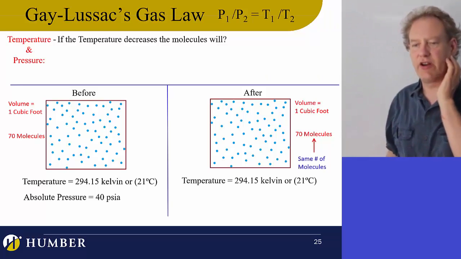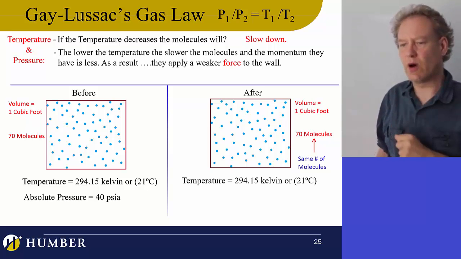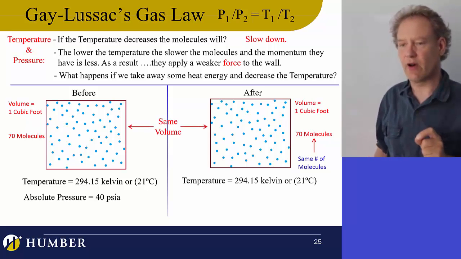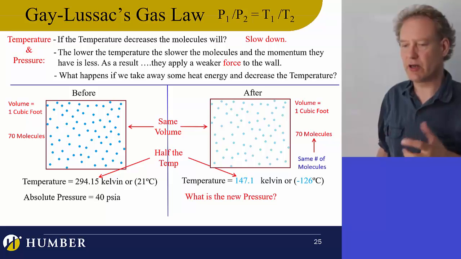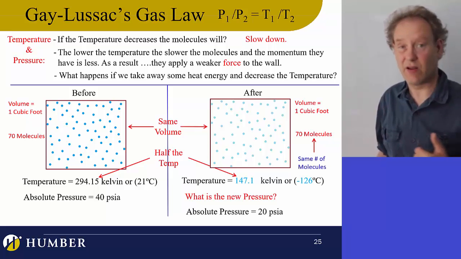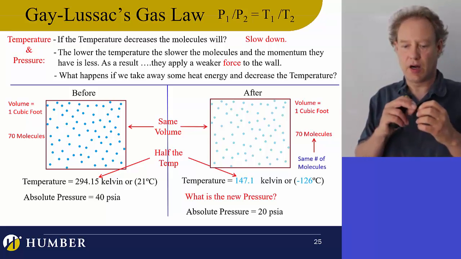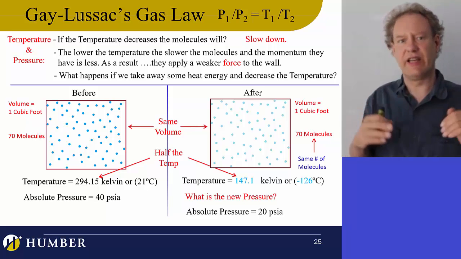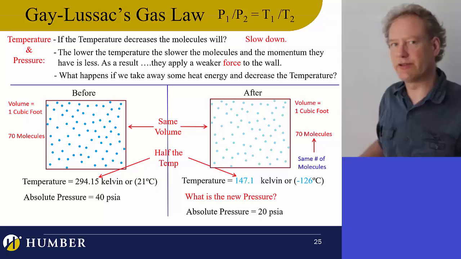Okay, so let's continue here and take a look at this. They're slowing down and hitting the walls less. Now we've got the same volume, absolutely, and we're going to halve the temperature. What's the pressure? Well, the pressure is actually going to go down as well. So pressure and temperature are directly related. They're linear and directly related. One goes up, the other goes up; one goes down, the other goes down.